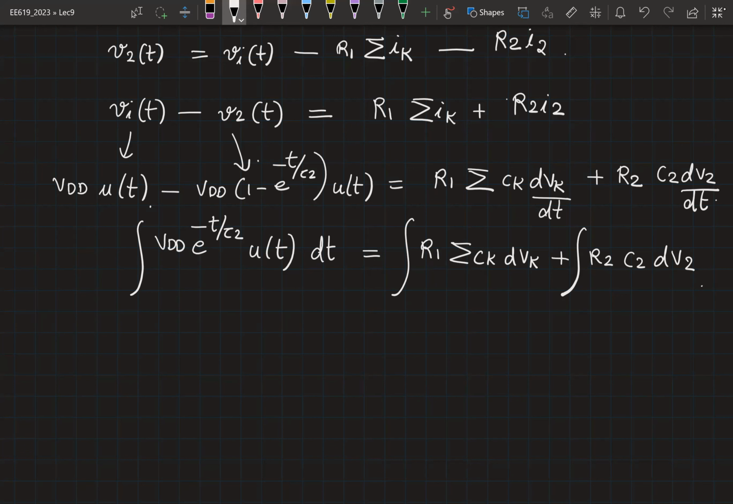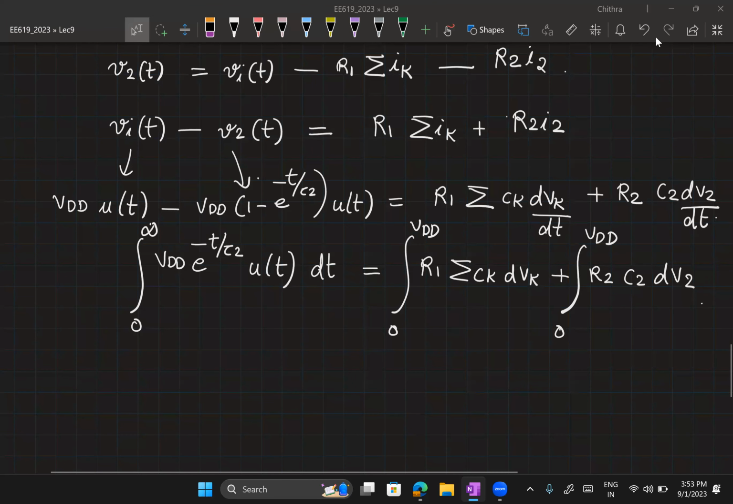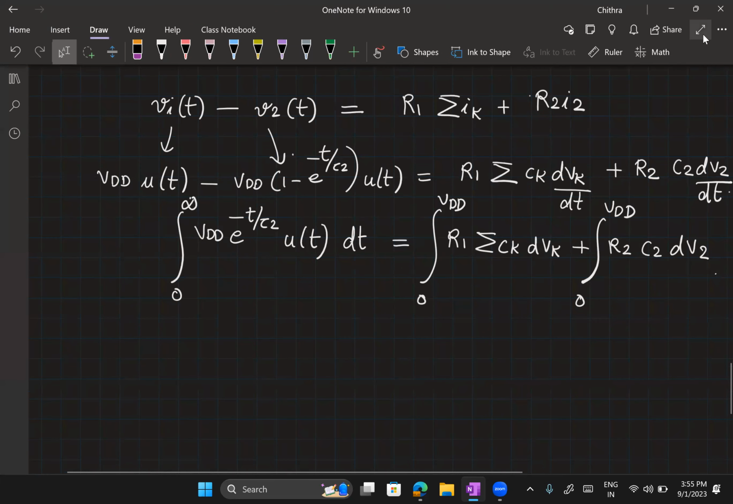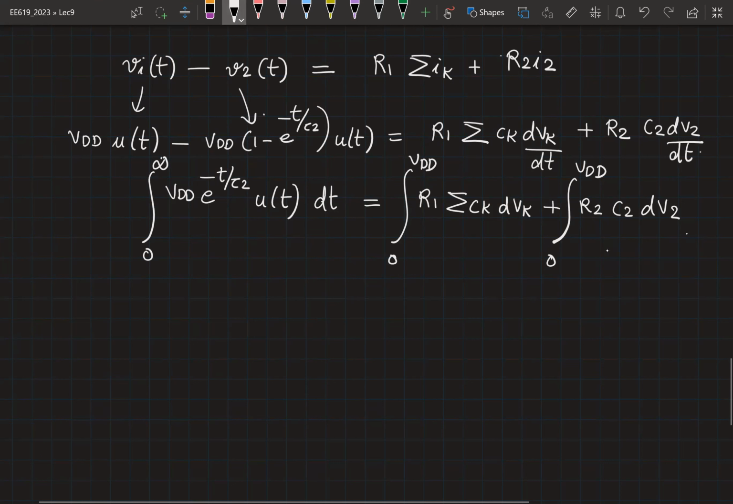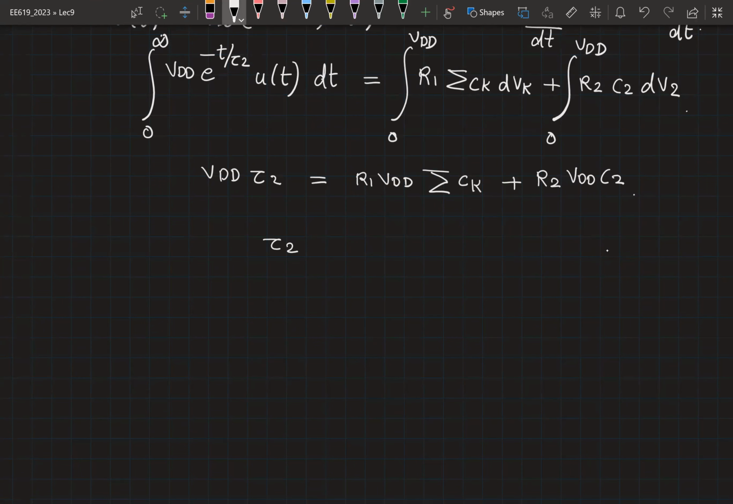We know that if we wait for sufficiently long time, all the voltages will eventually approach VDD. So we'll make use of that information. We'll integrate time from 0 to infinity and voltages from 0 to VDD. Can you do this integration and tell me the expression for tau 2? So this should give you VDD into tau 2 is equal to R1 VDD summation of Ck plus R2 VDD into C2. So you can cancel VDDs on all sides. So tau 2 is simply R1 into summation of Ck plus R2 C2.